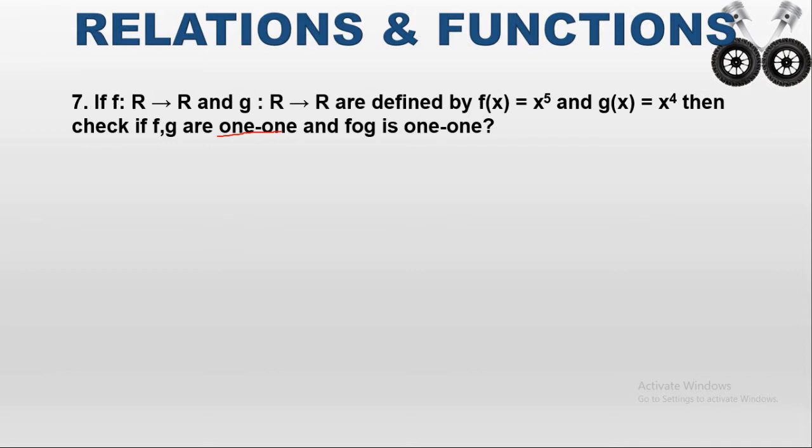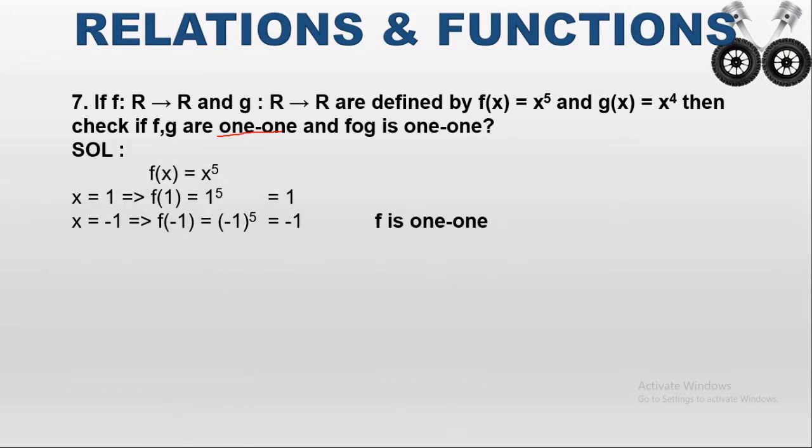So 1 to 1 means distinct elements should have distinct images. Then we said the function is a 1 to 1 function. So we will check whether f is 1 to 1 or not. That is the first one. So first you have to write f of x equal to x power 5.